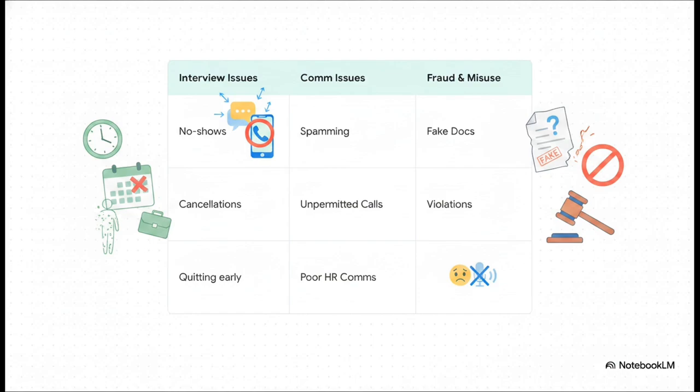Next, we have communication issues, and this is a big one, guys. Spamming the WhatsApp support line, making continuous, unpermitted calls, demanding jobs that aren't even on the official list, or just having generally poor communication with the HR team. And finally, the third category, fraud and misuse. This means submitting fake documents or having repeated, deliberate policy violations. Now, these rules don't exist upon issue. They exist to protect genuine job seekers and maintain trust with employers.